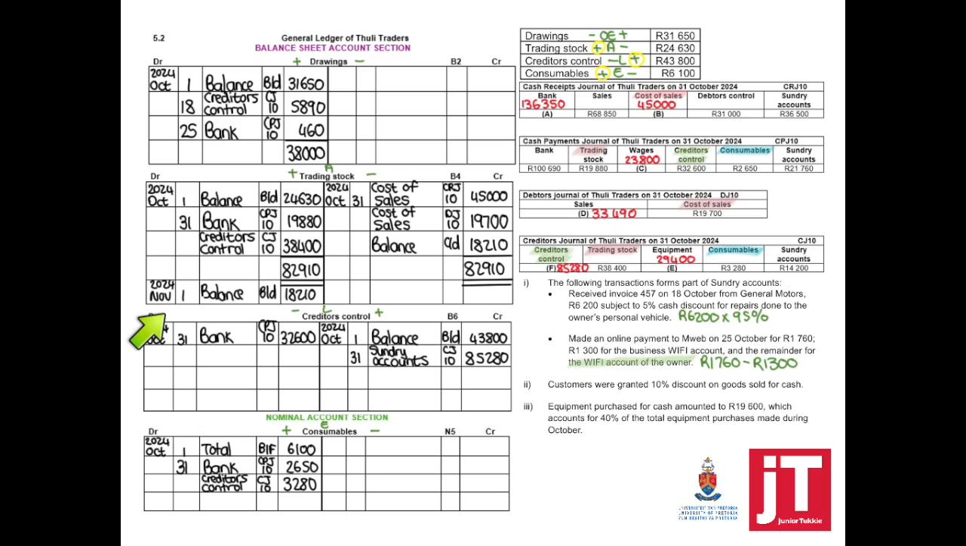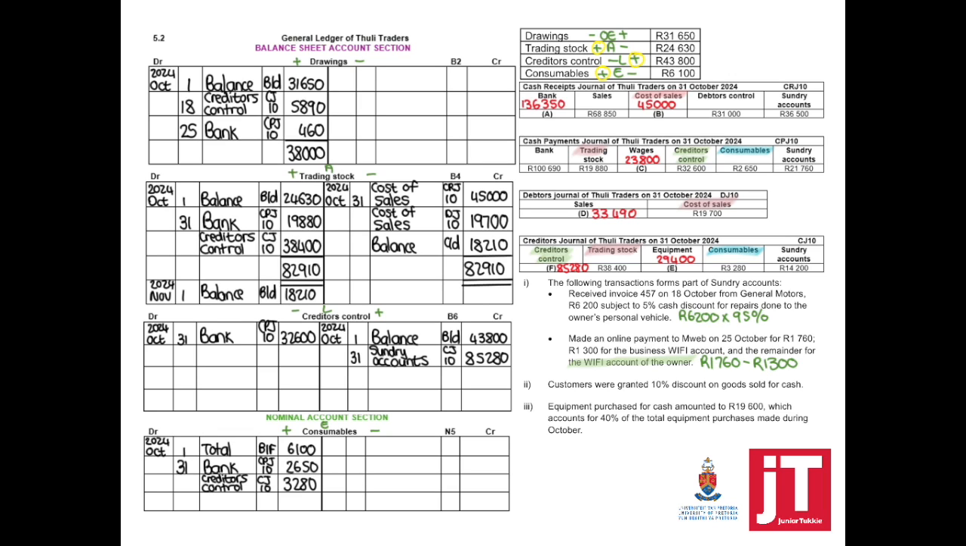A common mistake, learners write November the 1st next to balance carried down. Please don't make that mistake. We are writing this at the end of the month. What is our balance carried down? The closing balance at the end of last month is the opening balance of the new month.